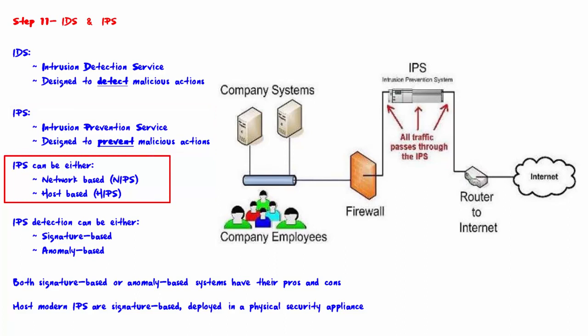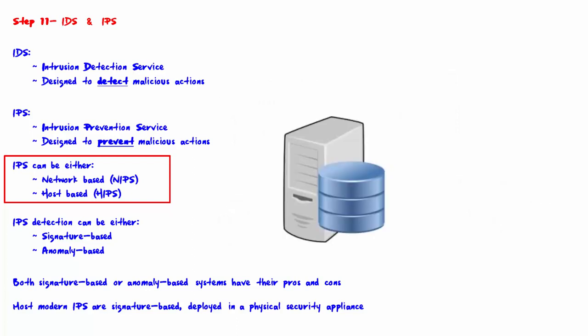IPS can be either network-based, NIPS, or host-based, HIPS. Network-based monitors the entire network for malicious traffic by analyzing all TCP/IP traffic entering the network. Host-based, HIPS, monitors a single host for malicious activity, usually for unauthorized changes.